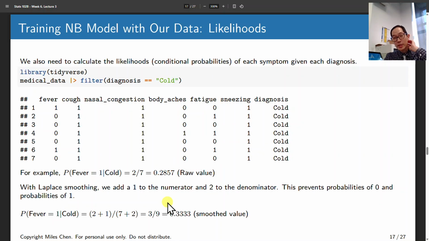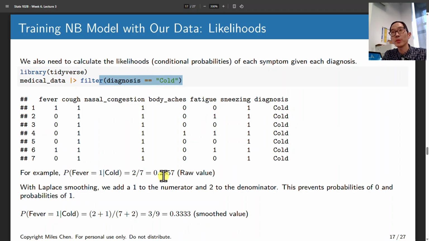Okay, and now to calculate our likelihoods, the likelihood is basically the probability of your data given a certain class. So for example, I might want to know the probability of experiencing fever if you have a cold. I could filter my data to just diagnosis as cold, and ask how many patients experienced fever. Well, 2 patients experienced fever, 5 did not. So our raw value would be 2 out of 7.